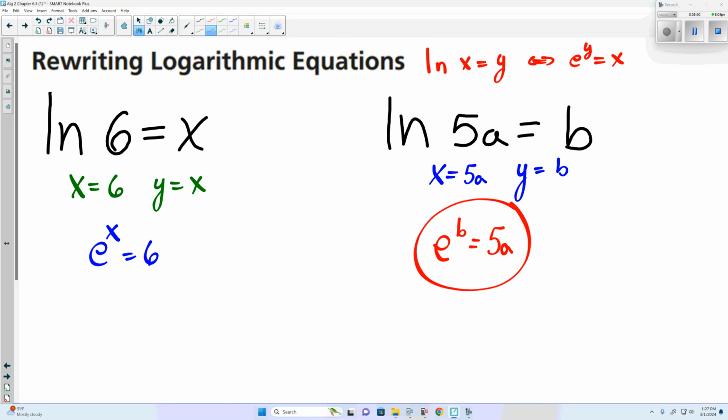Why is there an e now? Because the base for the natural log is understood to be e. And e is an irrational number. Questions on any of this here?